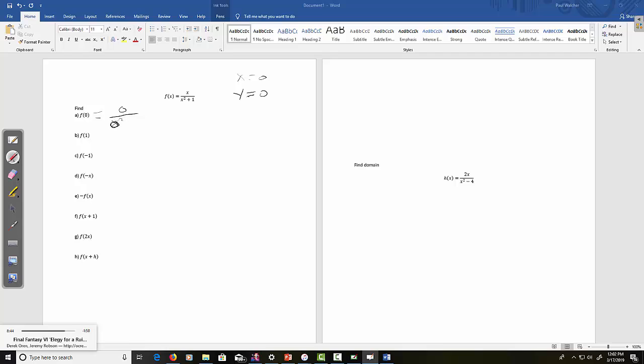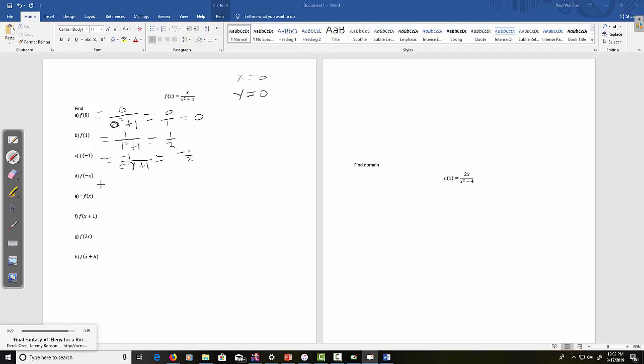So 0 squared plus 1. Of course, that's going to be 0 over 1, so that's just 0. And if I plug in 1, that's 1 over 1 squared plus 1. That's just 1/2. Negative 1. Well, that's very similar. The top will be negative 1. The bottom will be negative 1 squared plus 1. And that's just going to be negative 1 over 2.